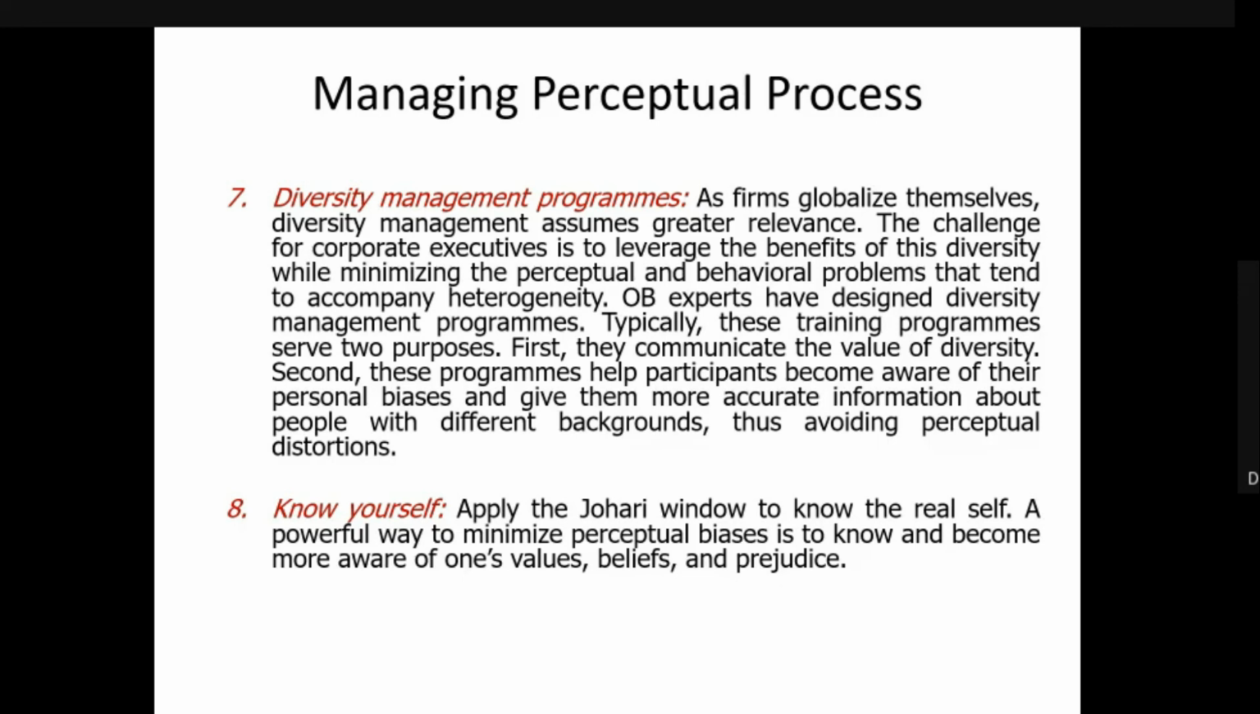And lastly, know yourself. Apply the Johari window to know the real self. We will be having a Johari window activity in the next coming discussions. So in this way, when we accept comments, feedback, and criticism from other people, we get to know ourselves better. Therefore, if we get to know ourselves better, we minimize perceptual biases on how people perceive us and how you perceive yourself. So we become aware of values of others, beliefs, and even yung mga prejudices ng bawat individual.